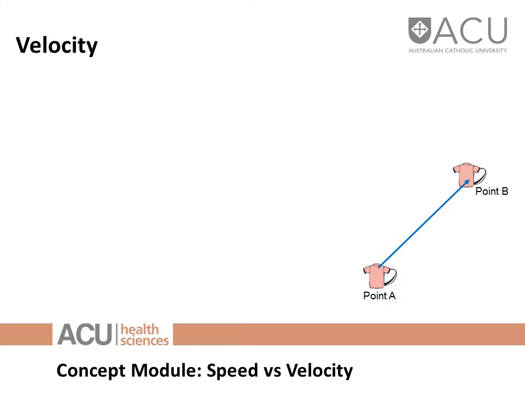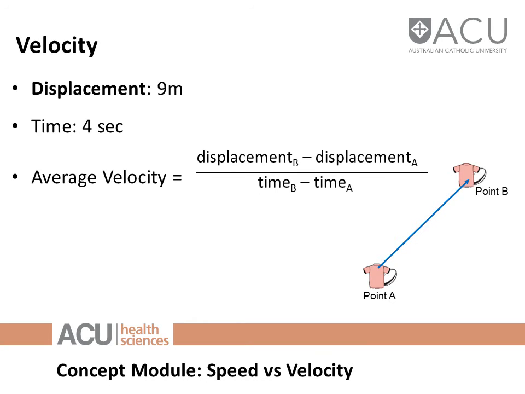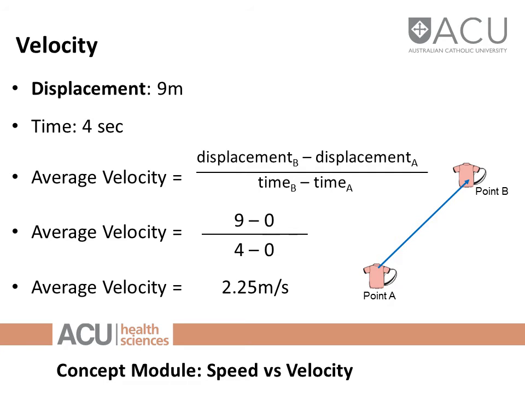So if we then look at the same example but for velocity, this time we're looking at the straight line displacement between point A and point B. So the distance was 15 meters. Overall, the displacement is, in this case, 9 meters. And if we know that displacement and we know the time, it's the same thing in the calculation here. We're obviously just substituting 15 for 9 from the previous example. So the average velocity is therefore 2.25 meters per second.